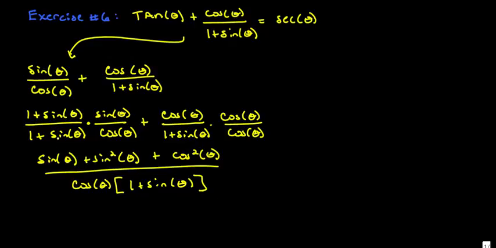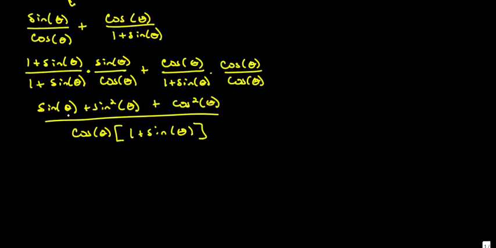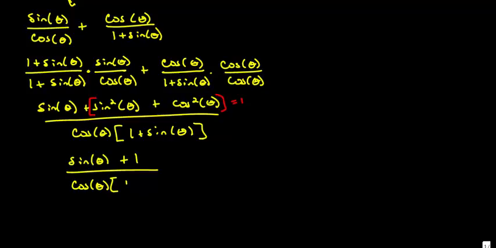So this is still my denominator. Okay, I've got this numerator. Now sine squared plus cosine squared is 1. So we could put these two guys together, this guy and this guy. That's equal to 1. And so what I've got now is sine of the angle plus 1 over cosine theta times 1 plus sine theta.